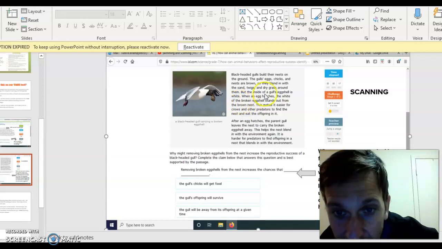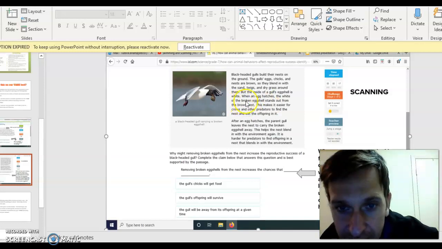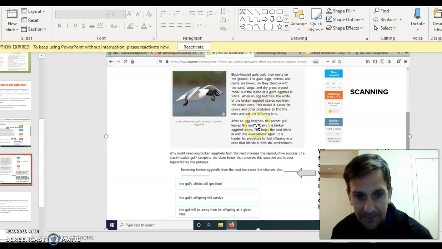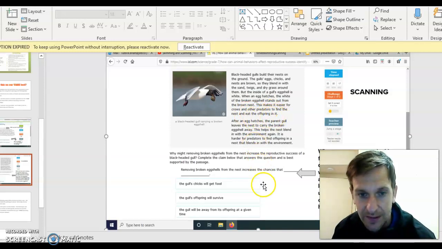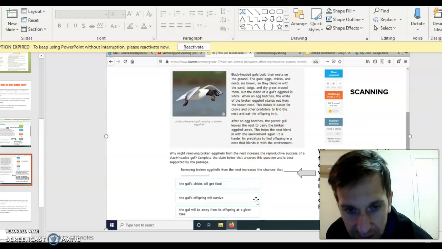When an egg hatches. Look, here it says broken eggshells right there. But the inside of a gull's eggshell is white. When an egg hatches, the white of the broken eggshell stands out from the brown nest. So removing broken eggshells increases the chances that... it makes it easier for crows and other predators to find the nest and eat the offspring. So what does it do?